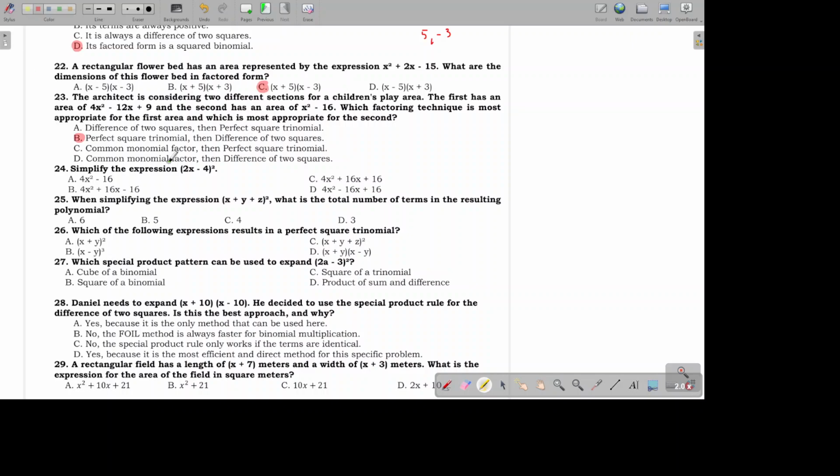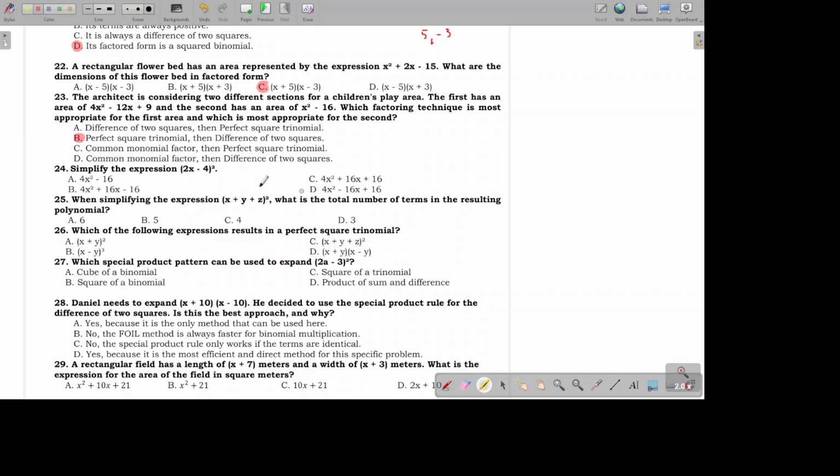Let's have number 24. Simplify the expression (2x - 4) squared. So, this is squaring a binomial, so we are expecting a perfect square trinomial here. We square the first term, that's 2x times 2x is 4x squared. Then we double the product of the two terms. So 2x times negative 4 is negative 8x, times 2 is negative 16x. So this one has 4x squared minus 16x.